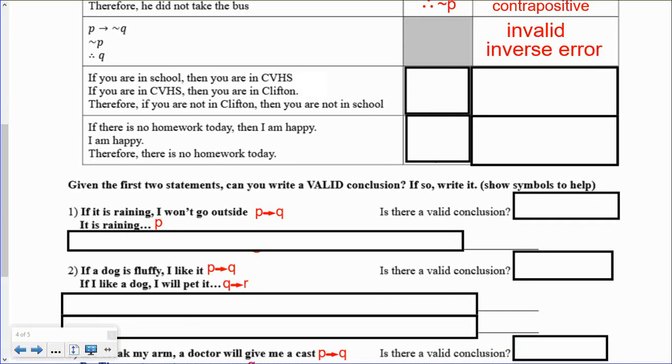All right. This one's a little bit weird, so pay close attention for this one. It says, if you're in school, then you're in CVHS. How would I represent that in symbols? Okay, you always start with P, arrow, Q.